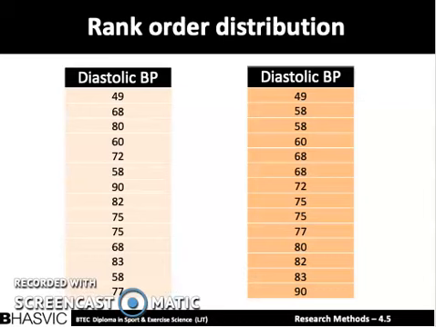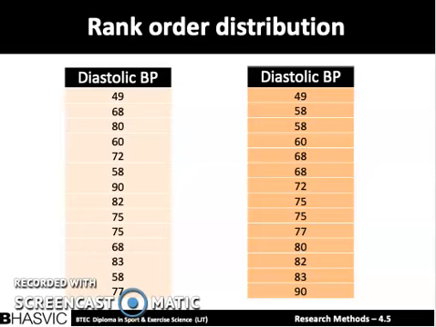Rank order distribution. Rank order distribution means placing your data into an ordered list from the lowest to the highest in a single column, ensuring you include all the scores. Rank order distribution is used when the number of participants is less than or equal to 20.